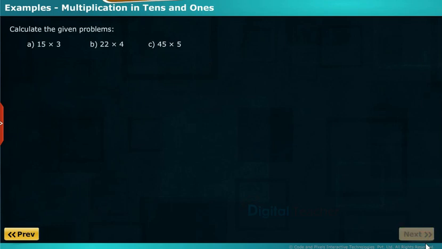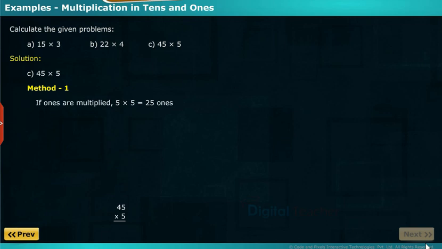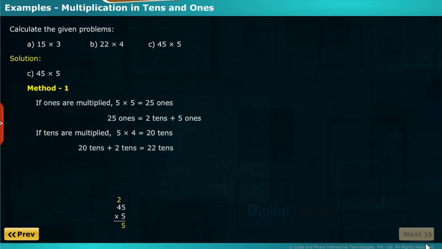C. 45 into 5. Here we are given 45 into 5, where in 45, 5 is in ones place and 4 is in tens place. Method 1. If ones are multiplied, 5 into 5 is equal to 25 ones. 25 ones are equal to 2 tens plus 5 ones. If tens are multiplied, 5 into 4 is equal to 20 tens. 20 tens plus 2 tens is equal to 22 tens. Therefore, the answer is 225.